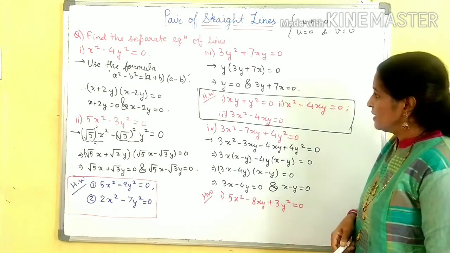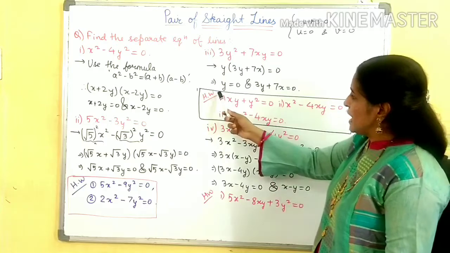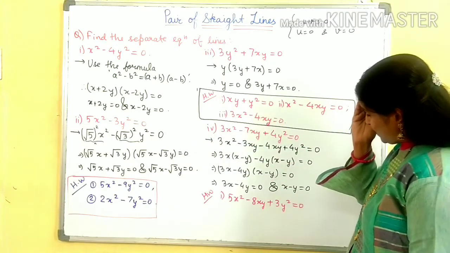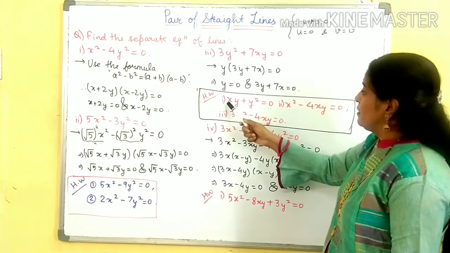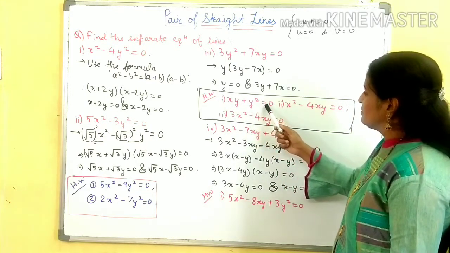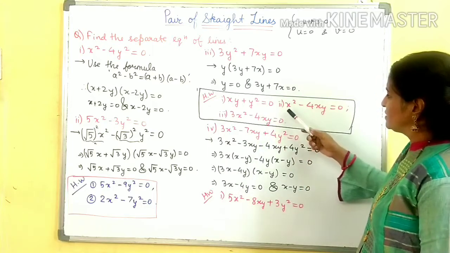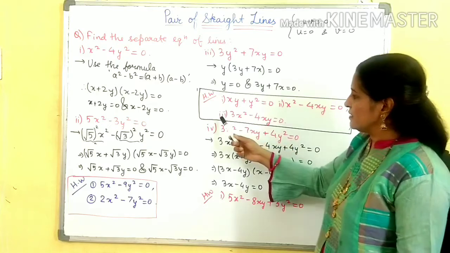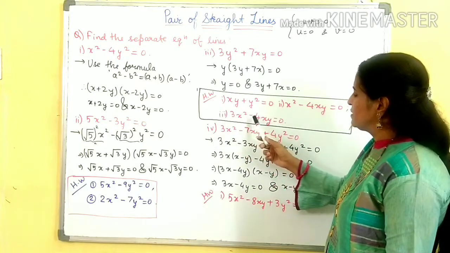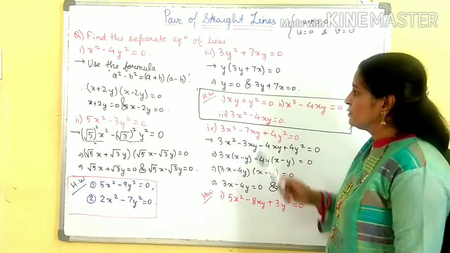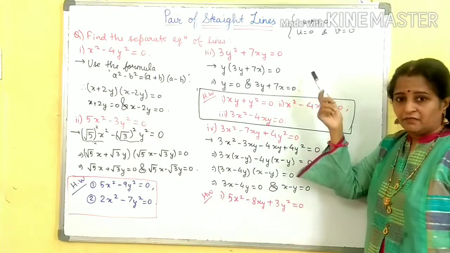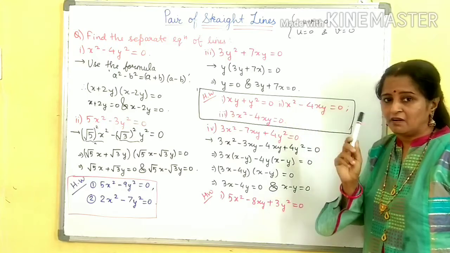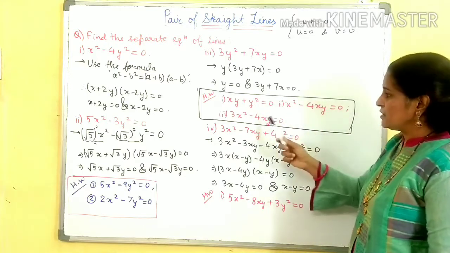In a similar way, you have to find the separate equations for xy plus y square is equal to 0, first equation. Then second, x square minus 4xy is equal to 0, and third is 3x square minus 4xy is equal to 0. Find out the common factor and get the separate equations of lines in all three examples.